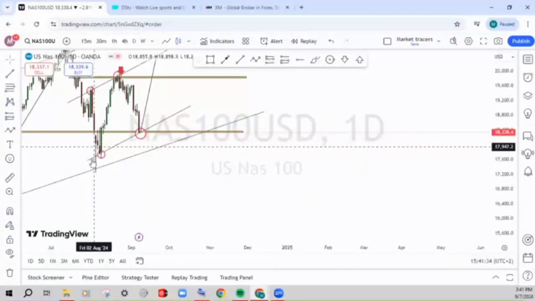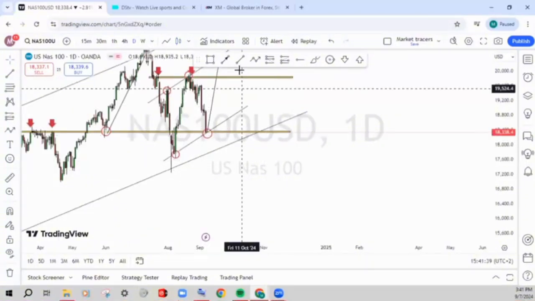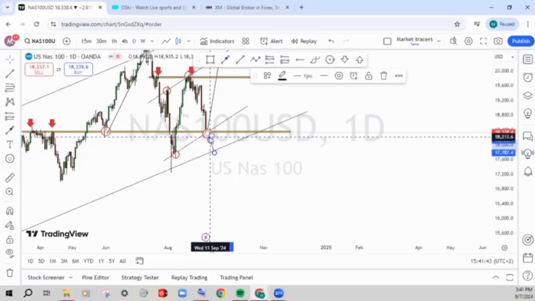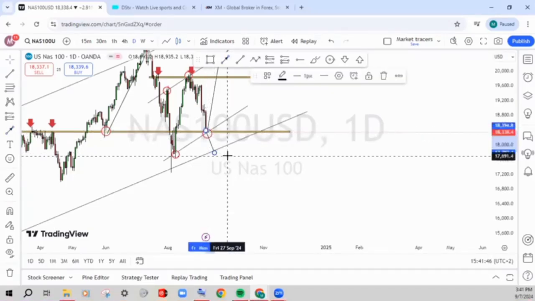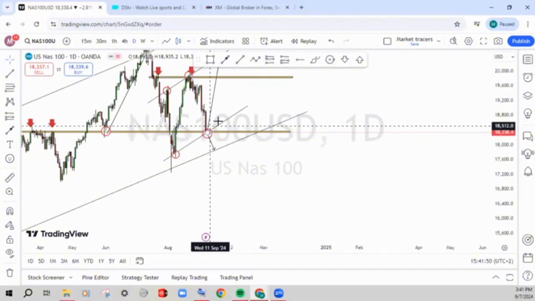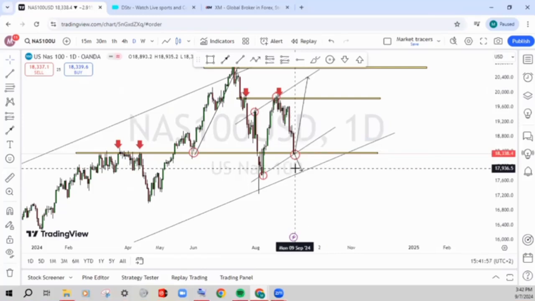So I may conclude by saying: from here, I'm looking for buying opportunities, also to the upside. And remember what I have said about the buying market? We will be looking for a high which is higher than the previous one. So this is why I'm saying that when the market reaches this level, I may conclude that the market can break and push to the upside.